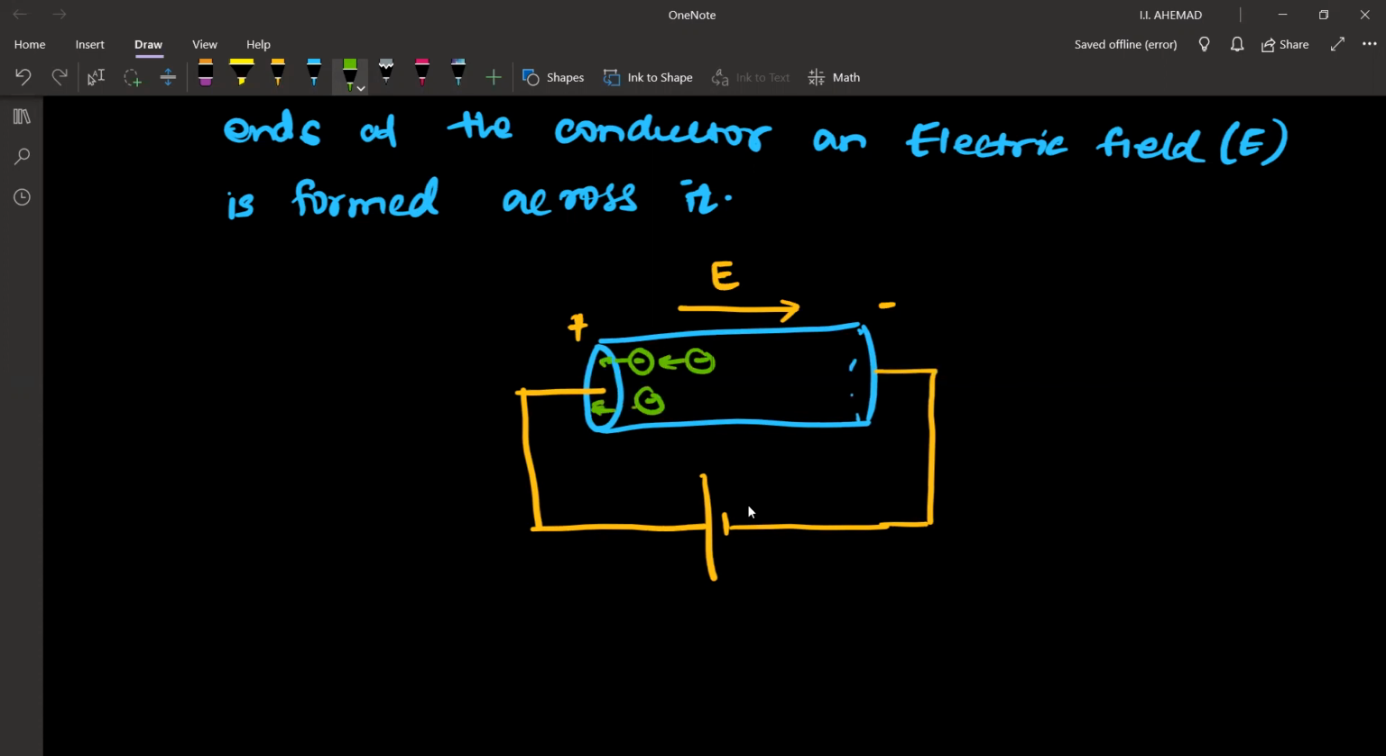So the important thing is they align and move in one direction. Initially, they had a random motion. Once we apply the field, we have a motion opposite to the electric field because they are negative charges. So if I mark the flow of electrons, the electron will leave the conductor here, and here the electron would be entering the conductor.